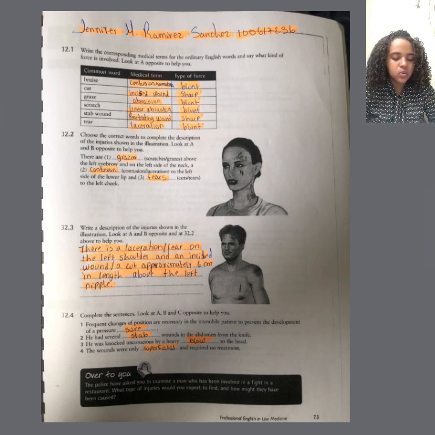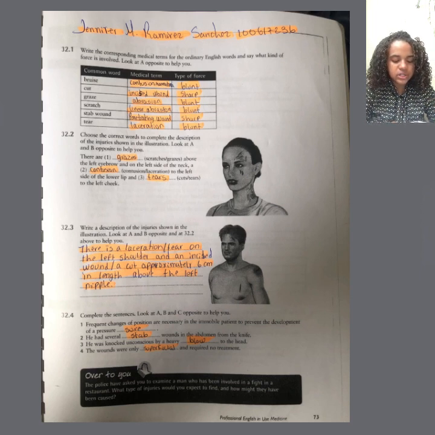Complete the description of the injury shown in the illustration. Look at A and B opposite to help you. There are grazes above the left eyebrow and on the left side of the knee. A contusion of the left side of the lower lid and tears of the left cheek.